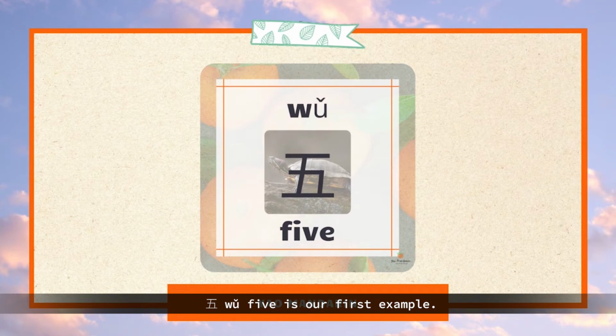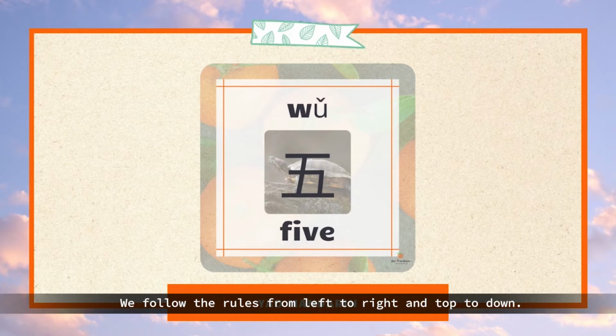5 is our first example. We follow the rules from left to right and top to down. To write Chinese characters beautifully, we also pay attention to balance. Imagine a square with a cross inside and try to make the left and right or top and down balanced. This rule applies to simple, fewer strokes characters.